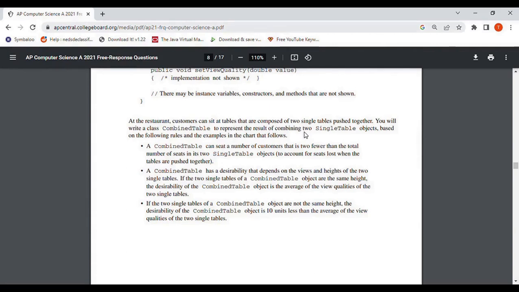A combined table has a desirability that depends on the views and the heights of the two single tables. If the two single tables of a CombinedTable object are the same height, the desirability of the CombinedTable object is the average of the view qualities of the two single tables. If the two single tables are not the same height, the desirability of the CombinedTable object is 10 units less than the average view qualities of the two single tables.